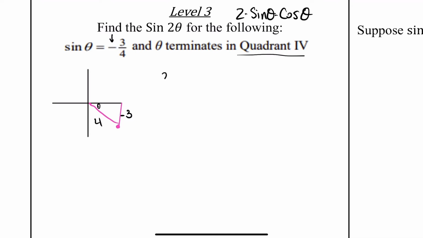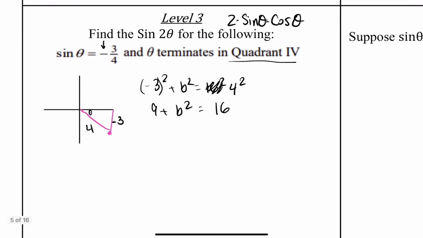And the opposite is going to be negative because the hypotenuse can never be negative. And we do our Pythagorean theorem here. Negative 3 squared plus b squared equals 4 squared, which is 16. We'll subtract our 9 here, and we get b squared equals 7. And when I square root both sides, I get b equals the square root of 7.